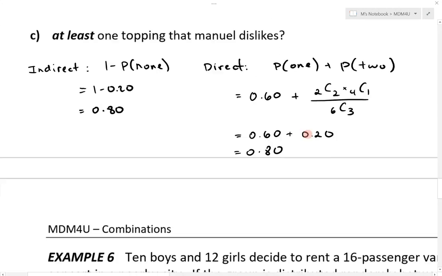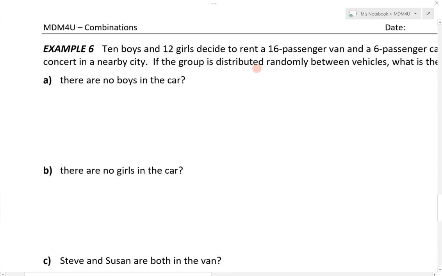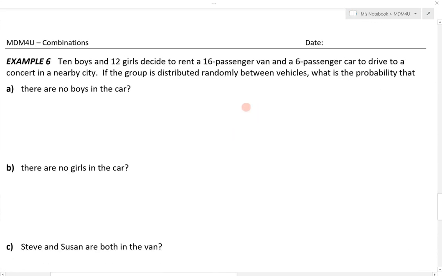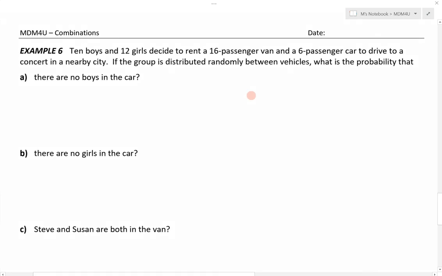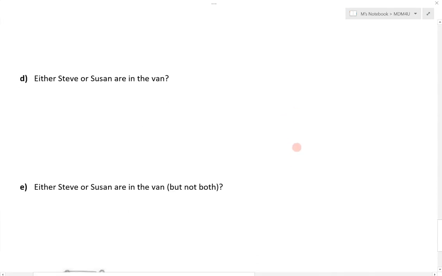All right, example number 6. 10 boys and 12 girls decide to rent a 16-passenger van and a 6-passenger car to drive to a concert in a nearby city. If the group is distributed randomly between vehicles, what is the probability that there are no boys in the car? And then part B, there are no girls in the car. And part C, Stephen and Susan are both in the van. And part D, you'll take care of afterwards.